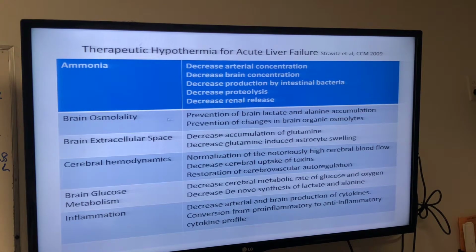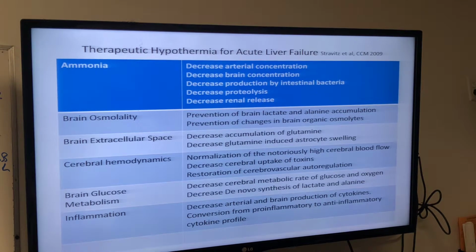So if you decrease the ammonia, therapeutic hypothermia decreases arterial concentration of ammonia, decreases brain concentration of ammonia, decreases proteolysis, decreases renal release. Therapeutic hypothermia prevents brain lactate and alanine accumulation, and prevents the changes of brain organic osmolytes. In the brain extracellular space, it decreases accumulation of glutamine and glutamine-induced astrocyte swelling, improves hemodynamics, improves glucose metabolism, and decreases inflammation. All of that's done by hypothermia.